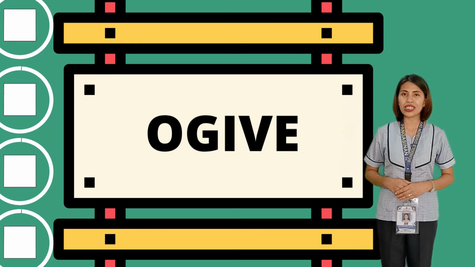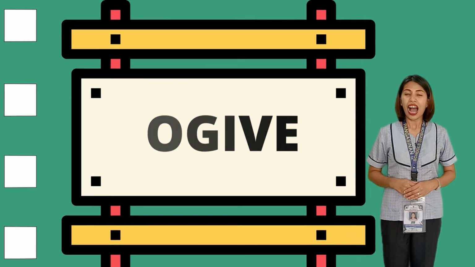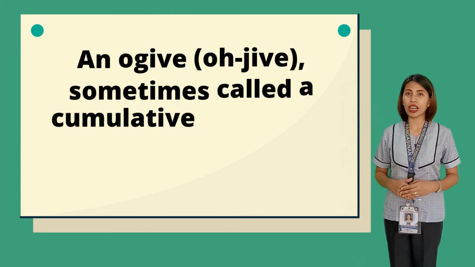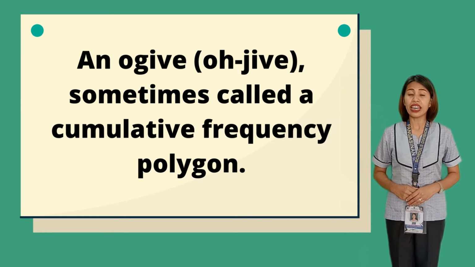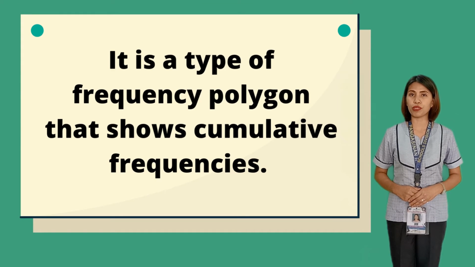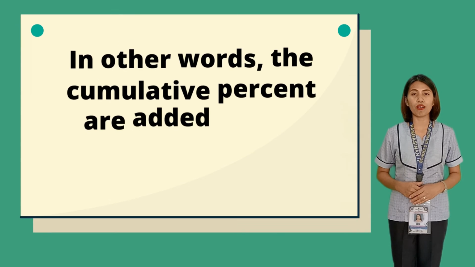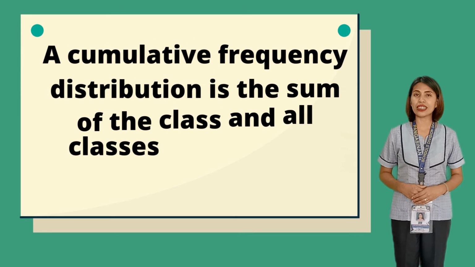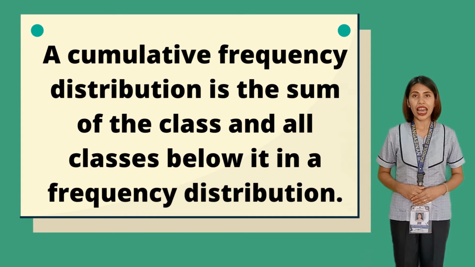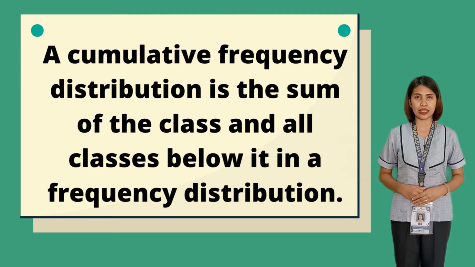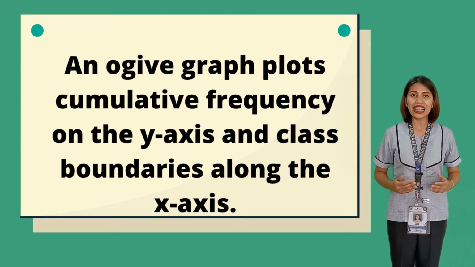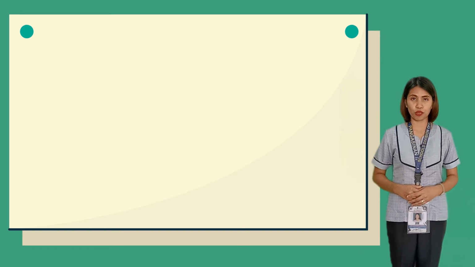Second type of presenting frequency distribution data is the ogive. An ogive is a line graph of the cumulative frequency distribution. An ogive, sometimes called a cumulative frequency polygon, is a type of frequency polygon that shows cumulative frequencies. In other words, the cumulative percent are added on the graph from left to right. A cumulative frequency distribution is the sum of the class and all classes below it in a frequency distribution. An ogive graph plots cumulative frequency on the y-axis and class boundaries along the x-axis. It's very similar to a histogram.